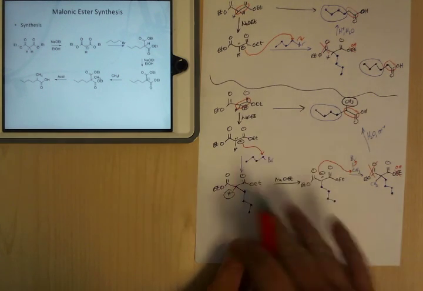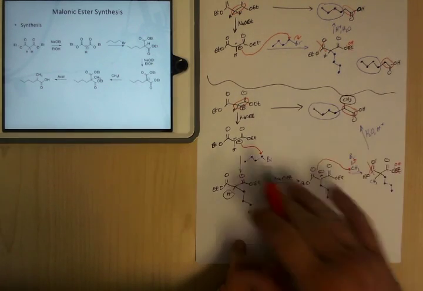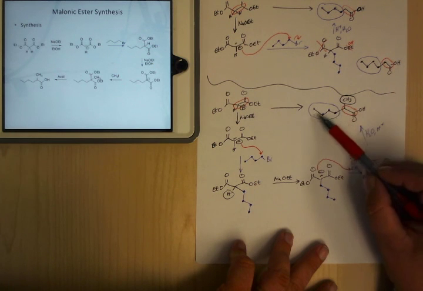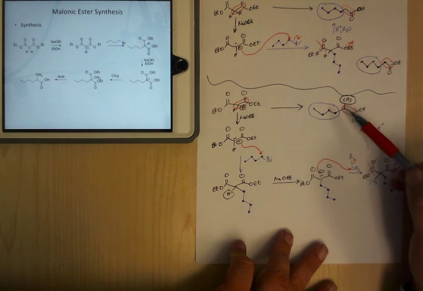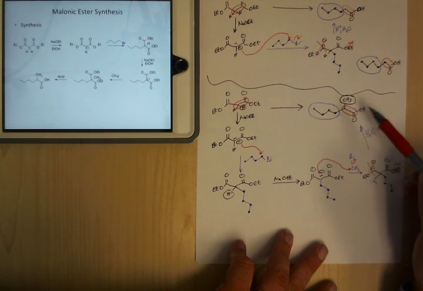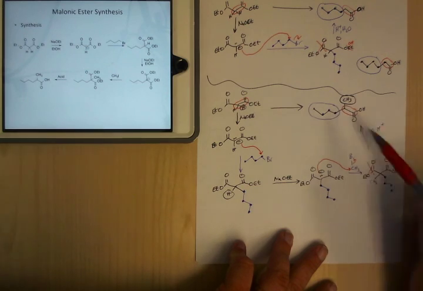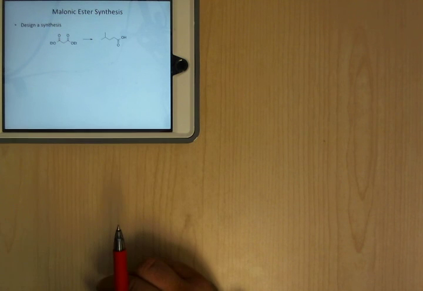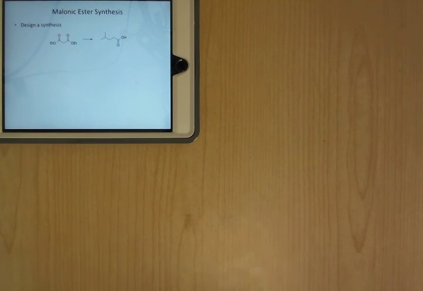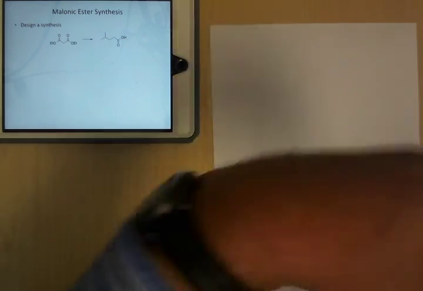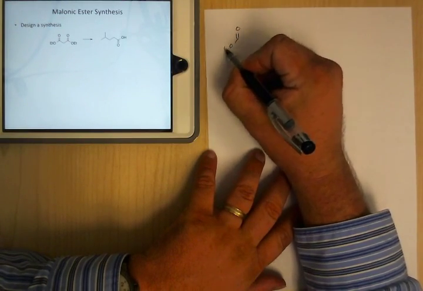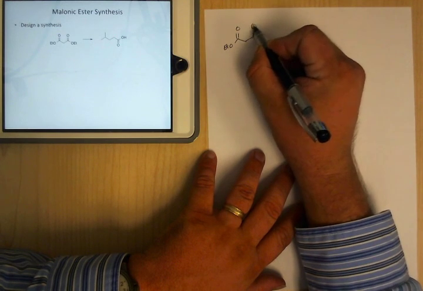So the hardest part here is just keeping track of your carbons, and this is where dots will actually help you out, to keep from miscounting your carbons. So I highly suggest you do that. Another design to synthesis here. I know we're hitting this a lot, but make sure you get lots of practice.